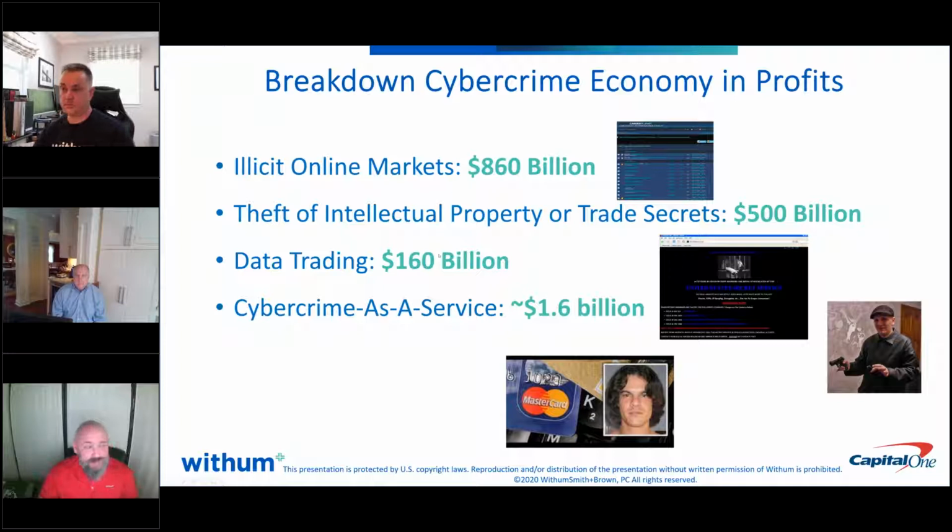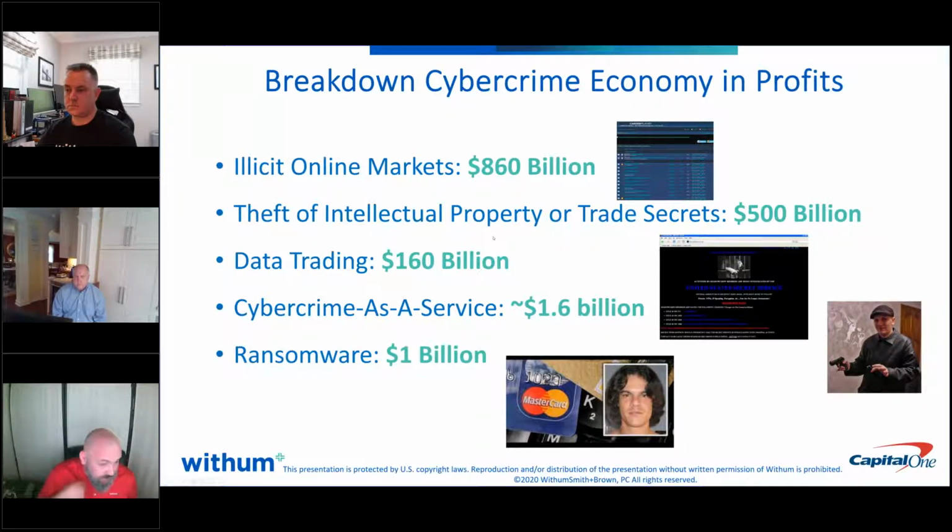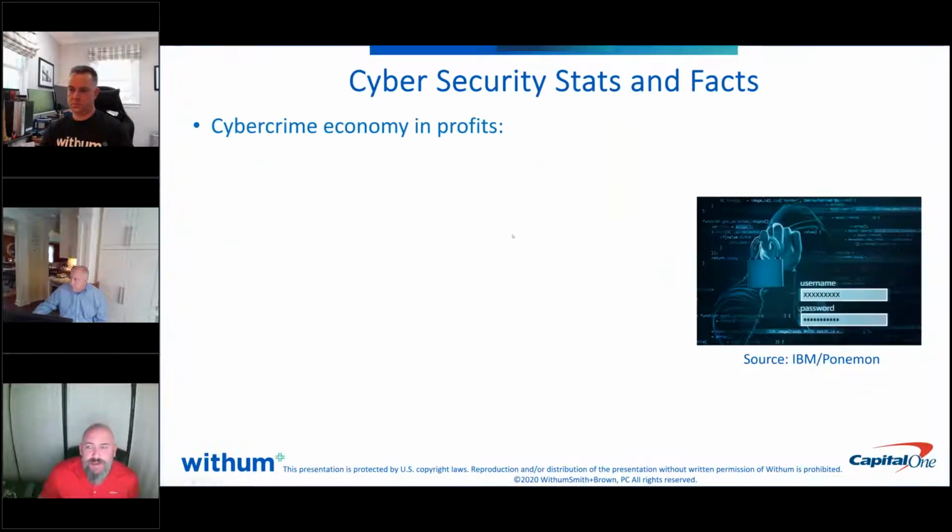Cybercrime as a service. This is basically cyber hitmen, so to speak, paying somebody to take down something else that is beneficial to you. It's a $1.6 billion business. Ransomware is $1 billion, and I can tell you right now, and Matt can agree from our experiences, that number is extremely low. It's climbing so fast now that there's no way to really estimate how much damage is being done with ransomware and how much money they're making on it.